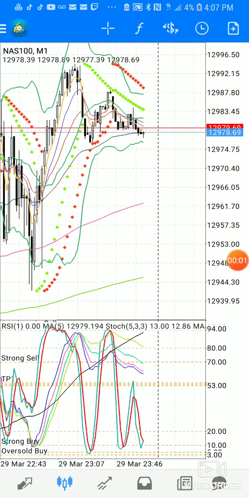Okay, so this is what I call TuSar-BBKOF, and this is how I set up my chart.